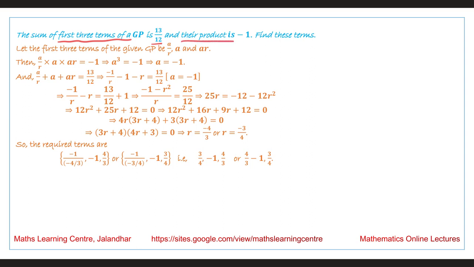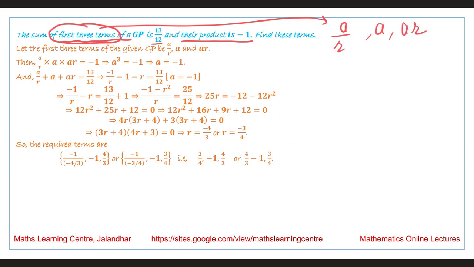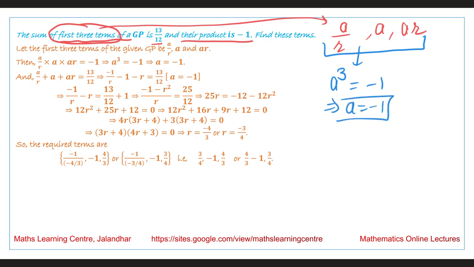Next: the sum of the first 3 terms of the GP is 13 by 12 and their product is minus 1. So we are talking about the first 3 terms of the GP and the product is given. So we consider A by R, A and AR. These are the 3 terms. If we take the product of these 3 terms, the answer is A cube, and it is given to be equal to minus 1. So we get A equal to minus 1. We are talking about real sequences.